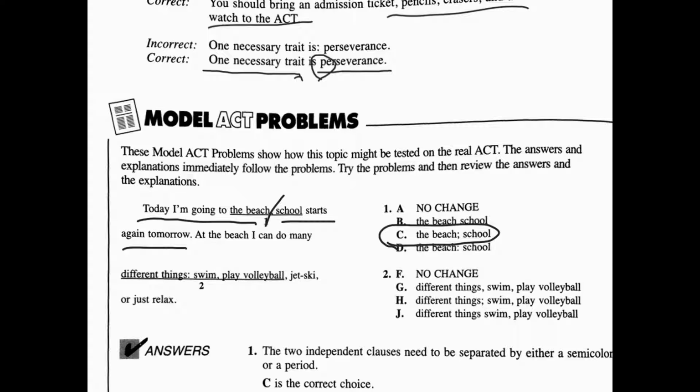At the beach, I can do many different things: swim, play volleyball, jet ski, or just relax. All right, here we have a list. Let's double check and make sure we know whether this is an independent clause or a dependent clause. At the beach, I can do many different things. That is an independent clause. And then we have our list. So that one is correct as is, so it would be F.